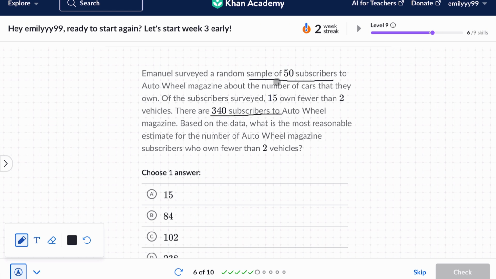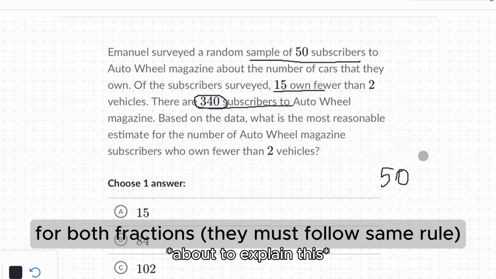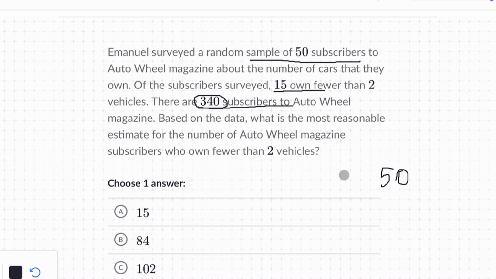So Emmanuel surveyed a sample of 50 subscribers to Auto Wheel, but there are a total of 340 subscribers. And so we know that of the 50 subscribers he surveyed, 15 own fewer than 2. So we want to know, out of all 340 subscribers, how many would own fewer than 2. So this is a proportions question, so we can set up a proportion or ratio. We can put the total at the bottom.